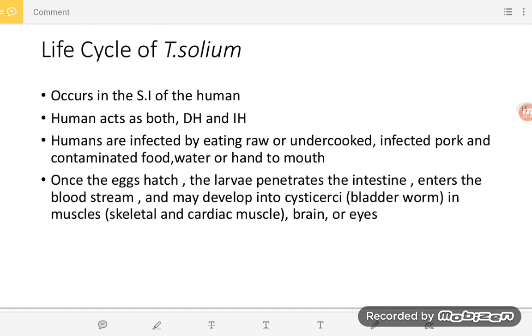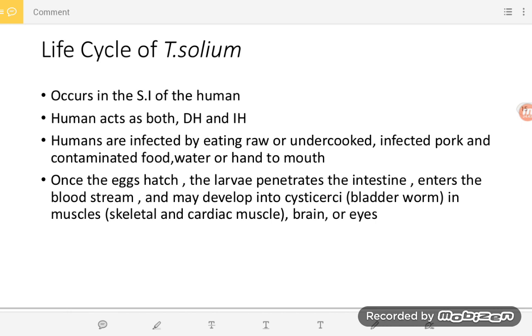Right, when we consider the life cycle of Taenia solium, it occurs in the small intestine of the human. The life cycle continues in the small intestine of the human. Human is the definitive host. So in the case of Taenia solium, human acts as both definitive host and intermediate host. Humans are infected by eating raw or undercooked infected food, and contaminated food, water, hand to mouth. So this is the mode of transmission.